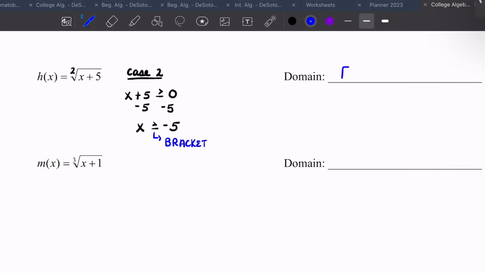So I'm going to have bracket -5 all the way to infinity. Because as long as I'm greater than or equal to -5, I'm good.